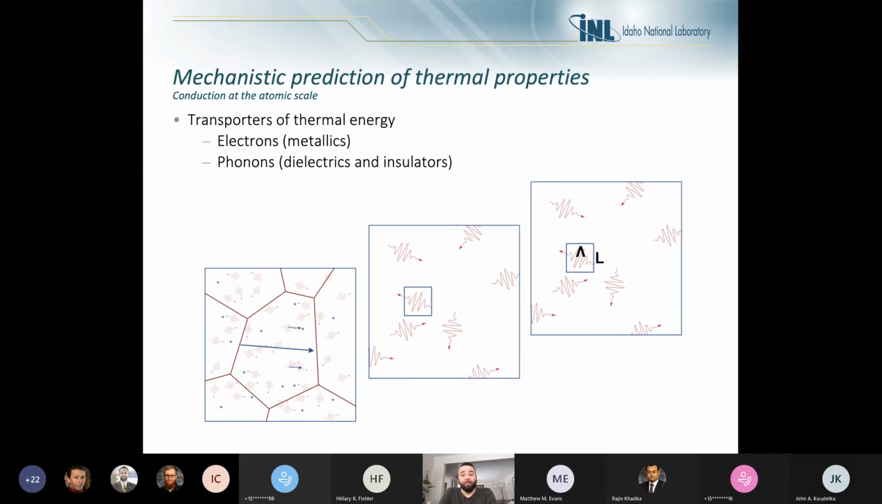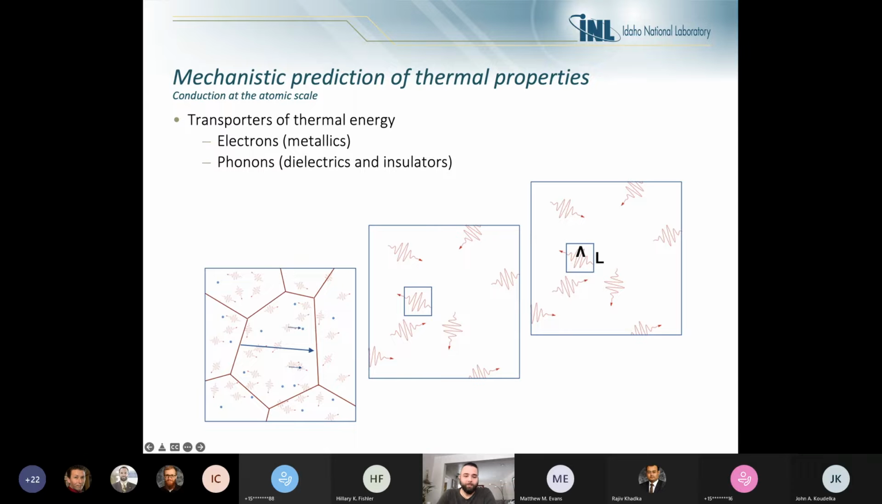So how do we do this? It's a mouthful, but the mechanistic prediction of thermal properties is all based on conduction at the atomic scale. We have two particles inside of materials, electrons and phonons. Electrons are the dominant carrier of energy in metallics. And phonons carry it in dielectrics and insulators. And dielectrics, something like a semiconductor, silicon is a good example.